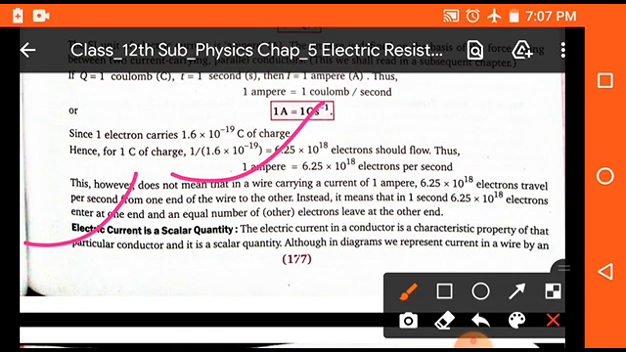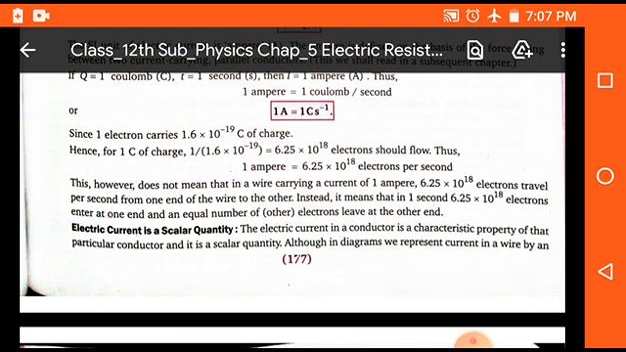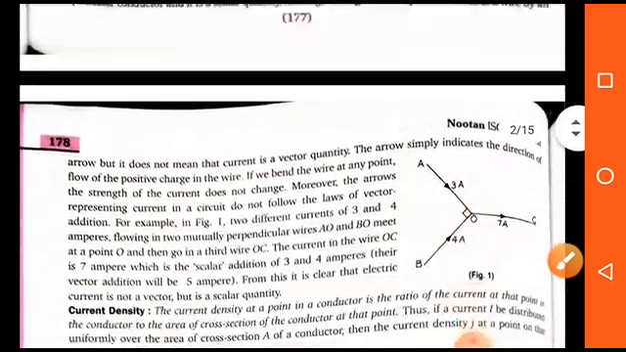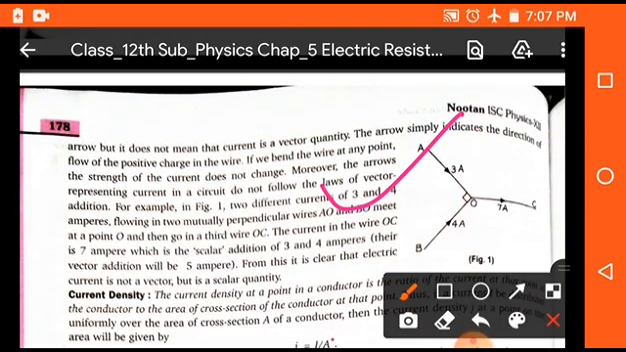It is generally asked in the board examination why current is considered a scalar quantity, but it has a direction. So the reason is that current does not follow the vector rule, and those quantities which don't follow the vector rule are not called vector quantities. So current is not a vector quantity.